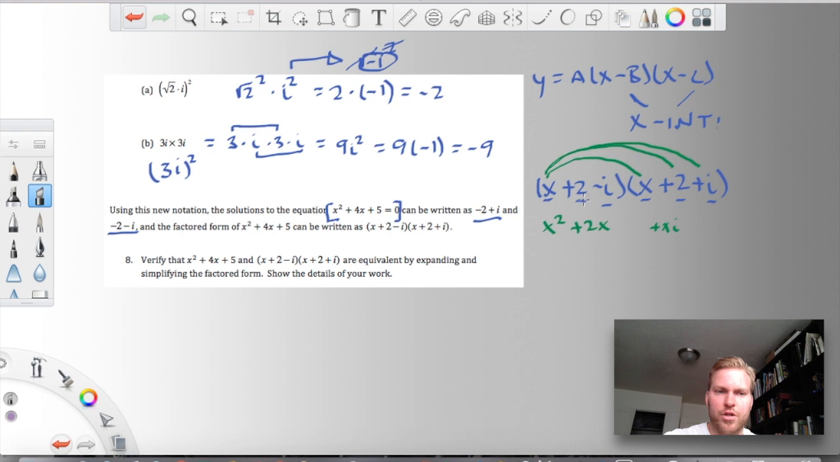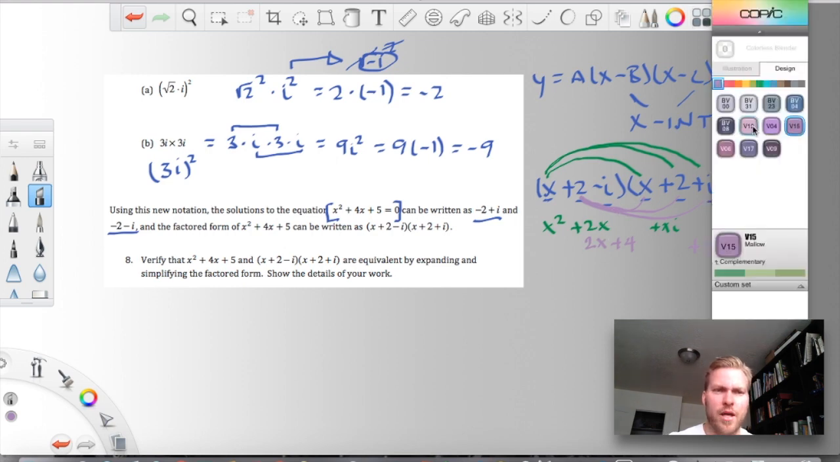Same thing here. I'm going to take my 2 and multiply it by all the pieces over here. So I'm going to have 2 times x, which gives me 2x. And then I'm going to have 2 times 2, which gives me a positive 4. And then I'm going to have 2 times my last term, which is i, which is going to give me a plus 2i. That's kind of hard to see. I should have done a different color. Sorry. And I'm kind of breaking these up so that we're grouping them together in like terms, and I hope that makes it a little bit easier as we go forward.